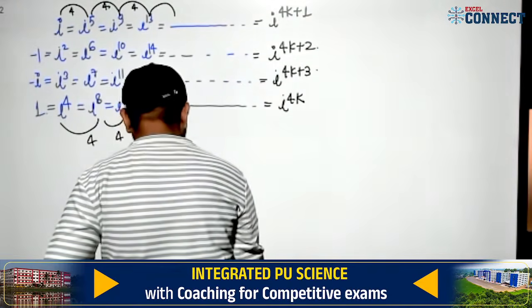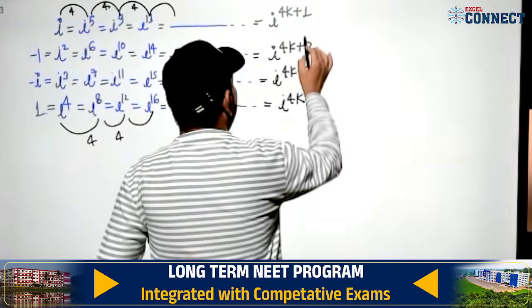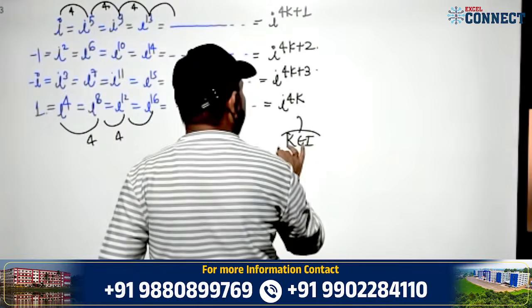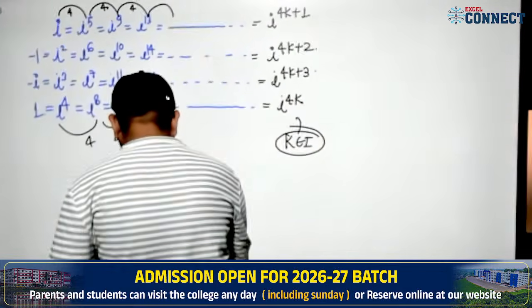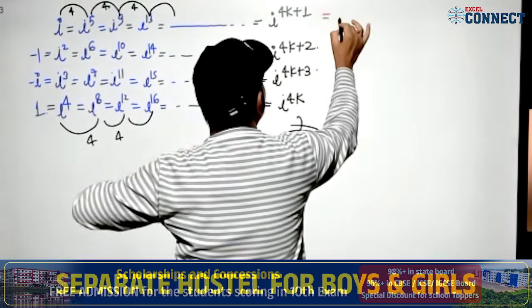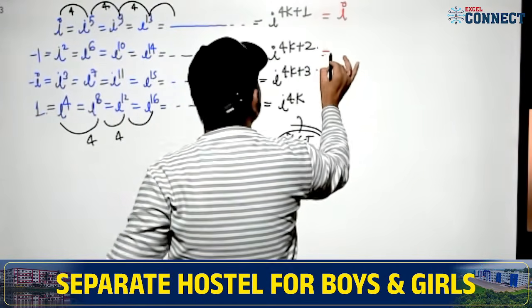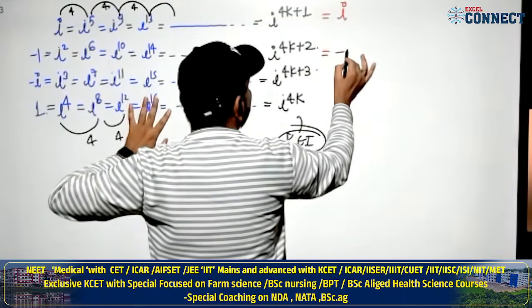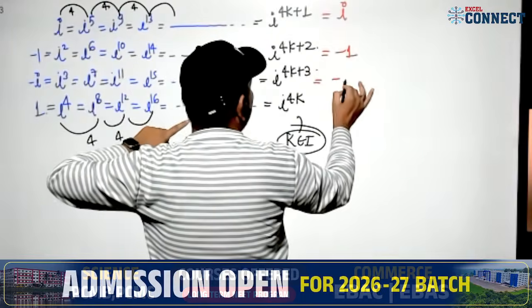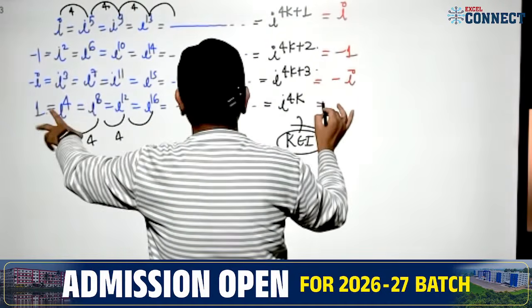Here k is an integer. What is k? k belongs to integers. i means iota. So you know what this value is? This value is i. What is this value? Minus 1. What is this value? Minus i. And this value is 1.